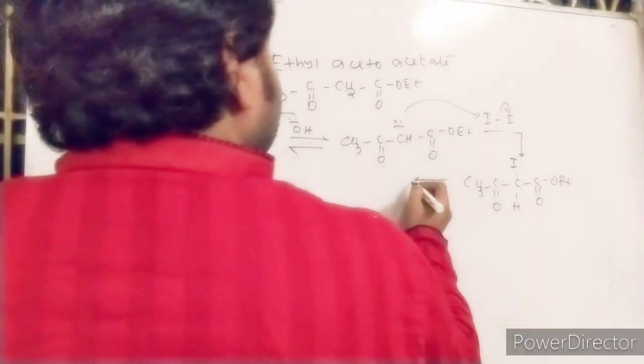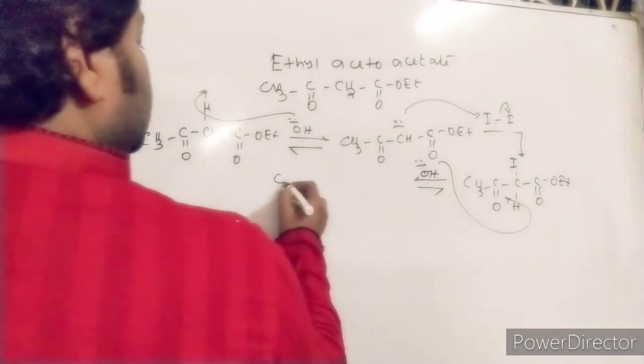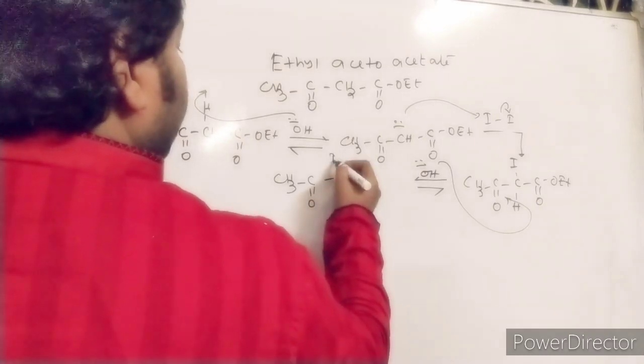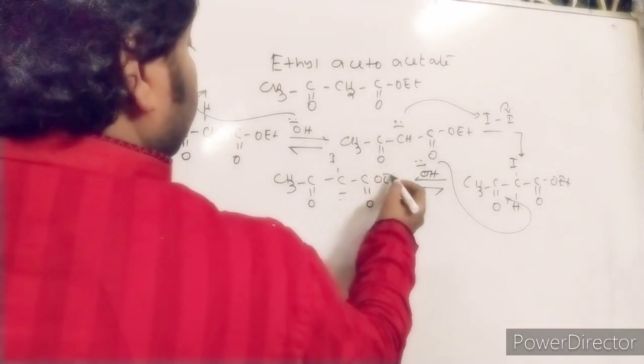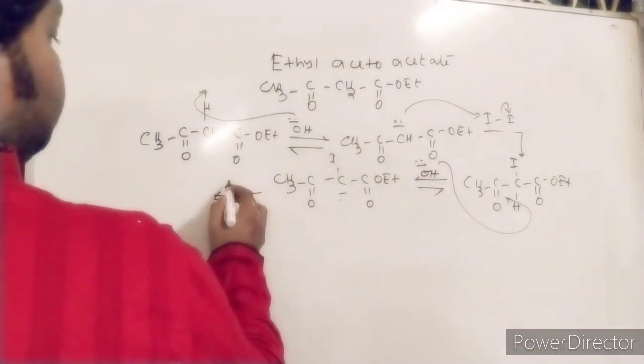Fine, fair enough. You again give it OH minus. So it is CH3CO C minus I COOH. We are proceeding like the earlier case. Okay, I hope that is understandable.